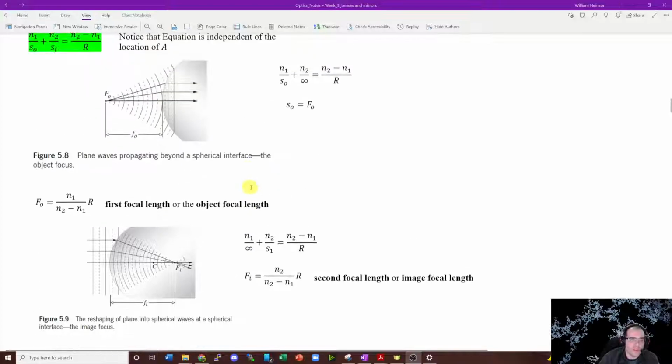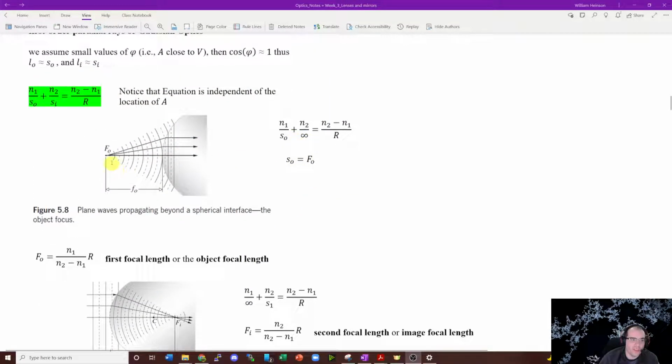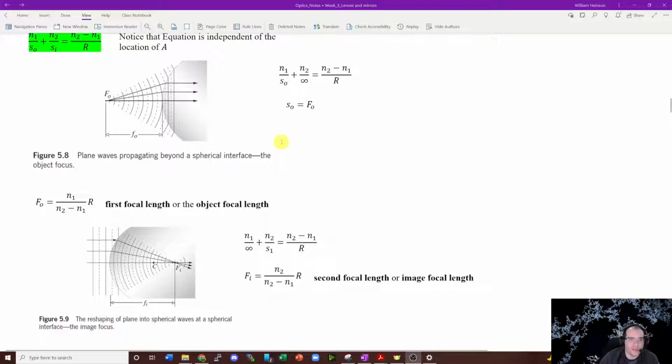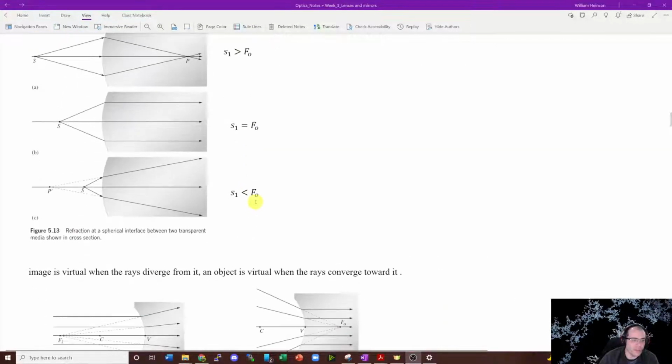And then you do the opposite thing, where you set the image to be infinity. So we have a point source that's giving off rays at this object focal point, and they're all parallel here. And you get the equation there. Something got mixed up here, but that's okay. I'll fix that in post. Oh, there it is. F naught. So our object distance is our focal distance. Then you get this equation here for the object focal length, and then the image focal length.